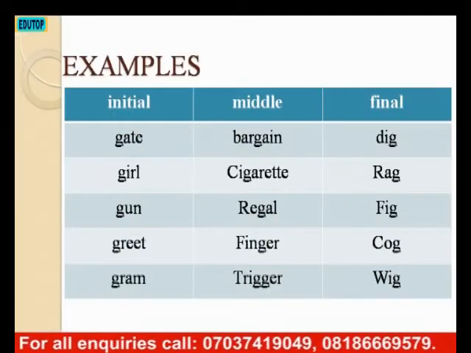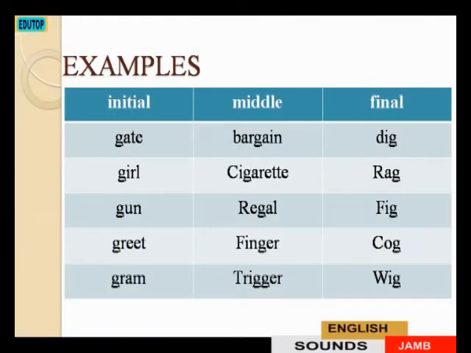Examples in words. At the initial position, you can find G in gate, girl, gun, greet, gram. At the middle, you can have again, cigarette, rigor, finger, trigger. At the final position, you can have dig, rag, fig, cog, wig, and so on.